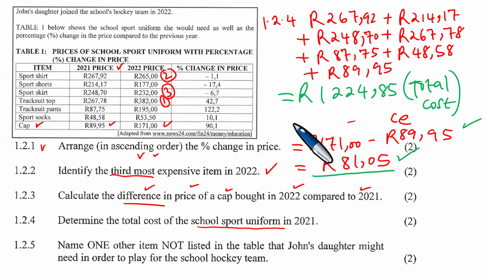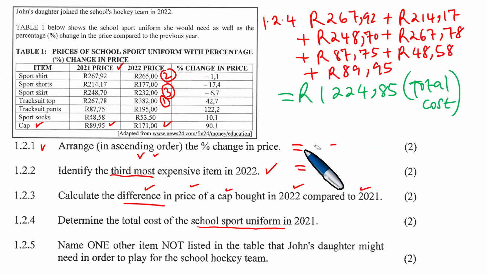So now we continue and we do the next part, which is 1.2.5. Name one other item not listed in the table that John's daughter might need in order to play for the school hockey team. Should the item be part of the school uniform or can it be any other item? Okay, that's a good question. Any other item that you think is not in the table that John's daughter might need in order to play for the school hockey team?